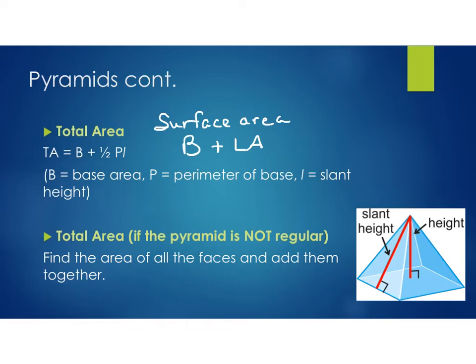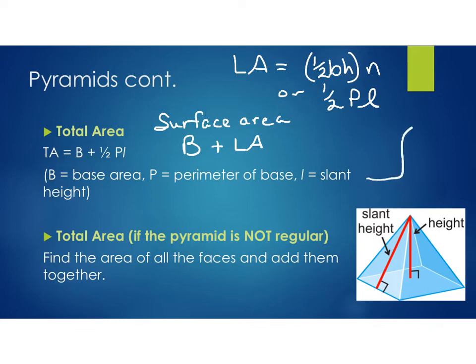And remember from the previous slide, to find lateral area, we would find the area of one of the triangles and then multiply it by the number of triangles you have. Or you can do 1/2 perimeter times slant height. Either way. Now, this formula that we just talked about is only for when your figure is regular.